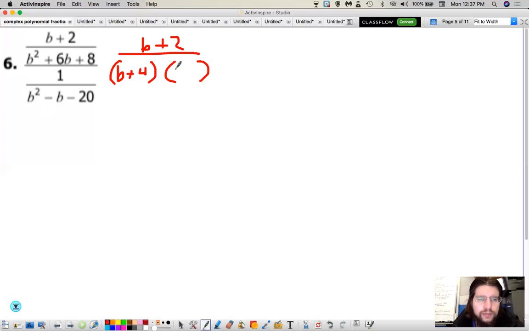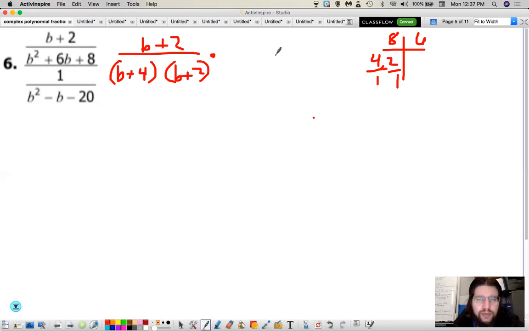b plus 2. How did I get that? Oh no, wizardry. AC method. 1 and 8 makes 8. 6 as well. 6, factor that. 4 and 2 add to 6. Put those over 1 because that's what A is. 1 b plus 4, 1 b plus 2. Oh, hey, look, they do cancel. Times, and again, I'm going to reciprocate that and factor. I'm going to do this one in blue.